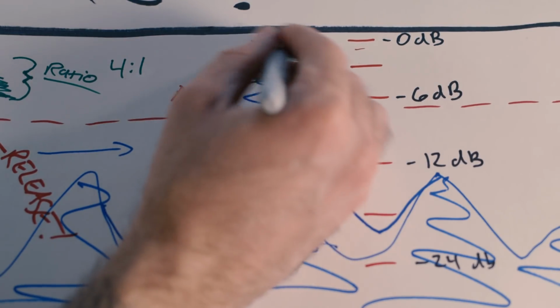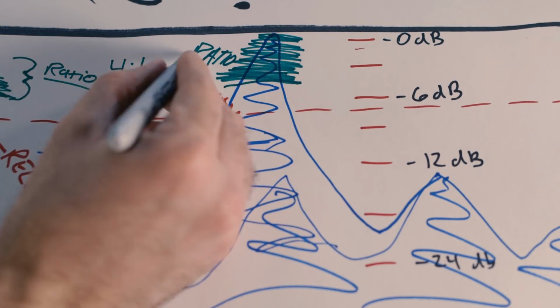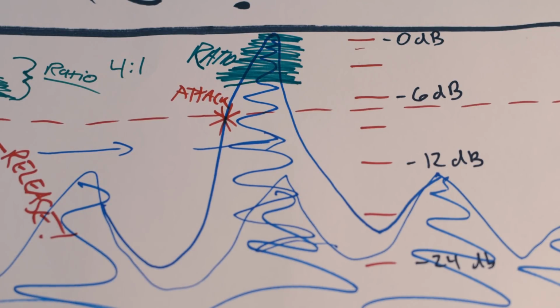So if that ratio is 2 to 1, if that water goes up 4 decibels above the threshold, the compressor is going to act and pull it down to only 2 decibels above the threshold. So as that water comes up, it's going to be pulled to 2 and back down. Water comes up, pulled to 2 and back down. Water comes up, pulled to half its original size and back down.